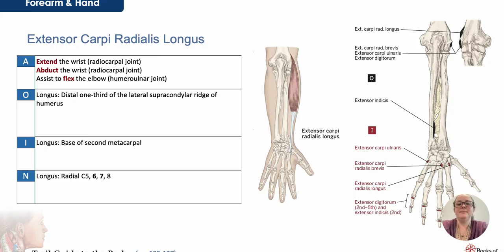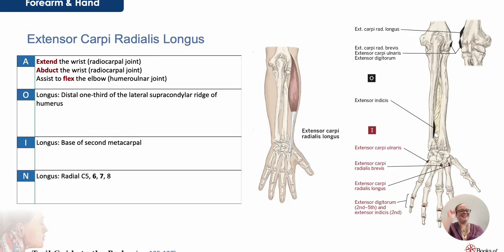All right. This guy has several origins because of the shape of the muscle. It starts on the lateral supracondylar ridge of the humerus, and it runs down and attaches onto the base of the second metacarpal. You have your carpals, so we're talking about this section, the metacarpal, the base. And because it's there, it helps your finger go like this.